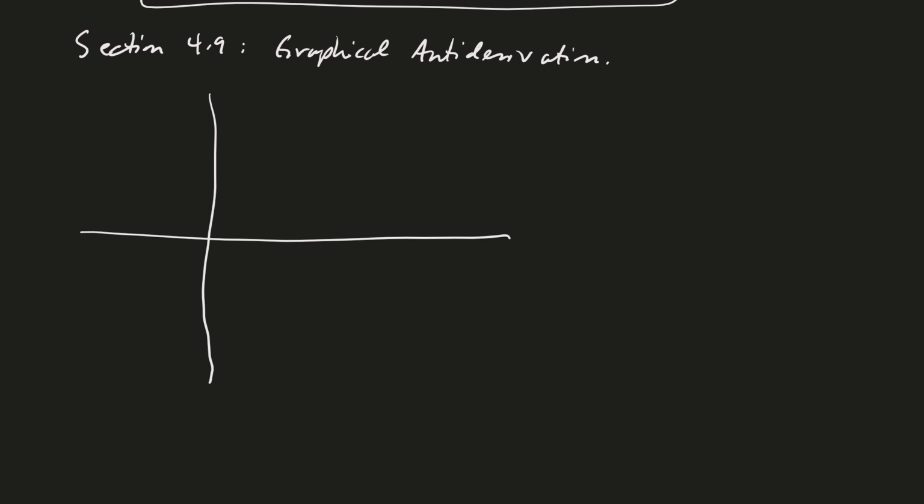Oops, whoa, that's not too good. Okay, let's see. How about if this is my function here? We'll do a couple of little swirls there. And so this is x, and this is f prime of x, right? And so the question is, can we find the graph of the antiderivative?